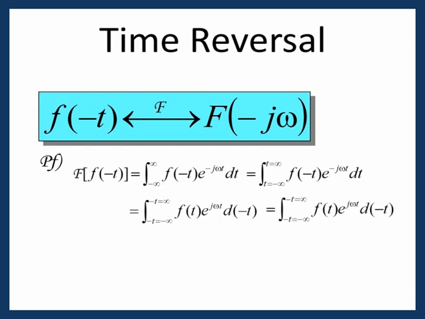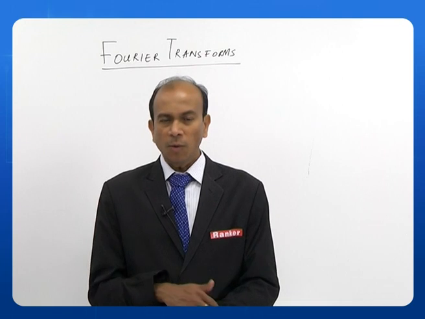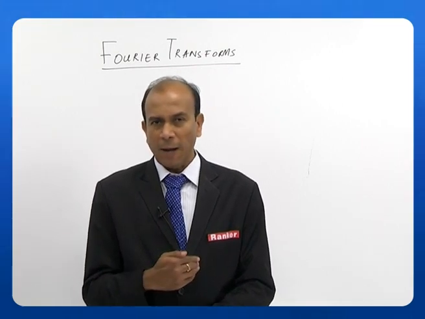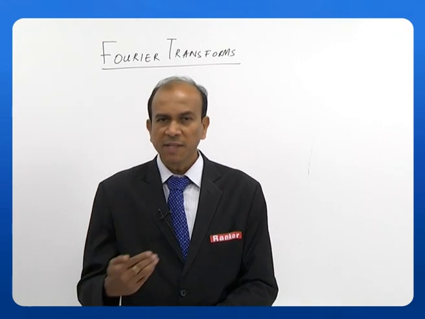So, what is the process that we have applied here? We have introduced minus t in place of plus t, and e to the power of minus j omega t will become e to the power of plus j omega t, d of t will become minus d of minus t. So, ultimately we got a formula which is equal to the integral from minus infinity to plus infinity of f of t e to the power of plus j omega t dt. So, if f of t is given, it is f of omega.